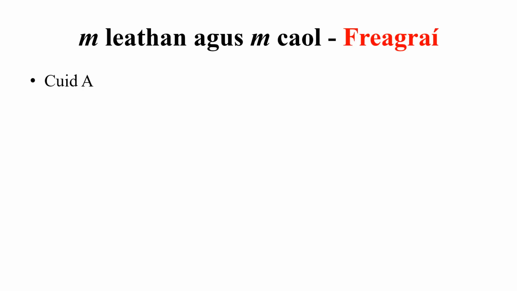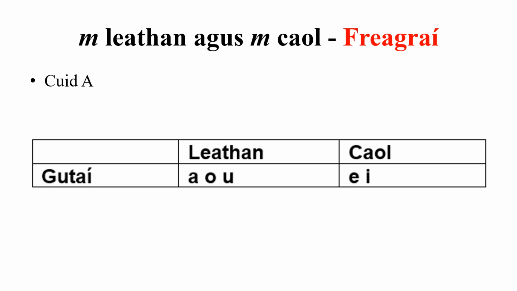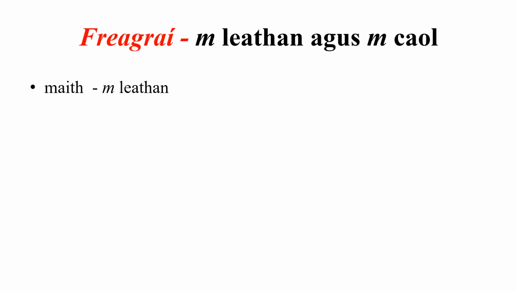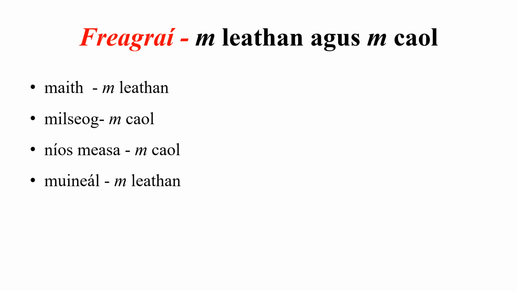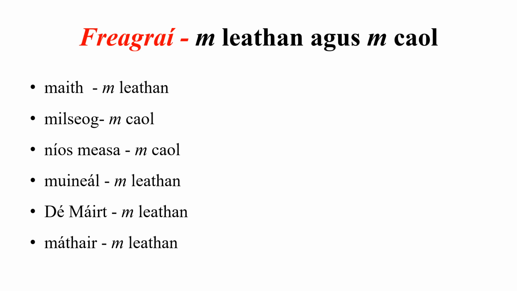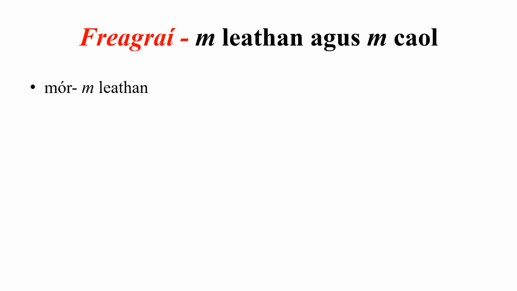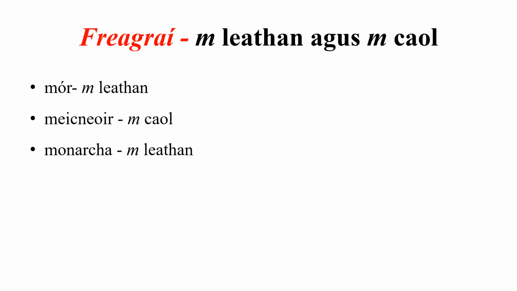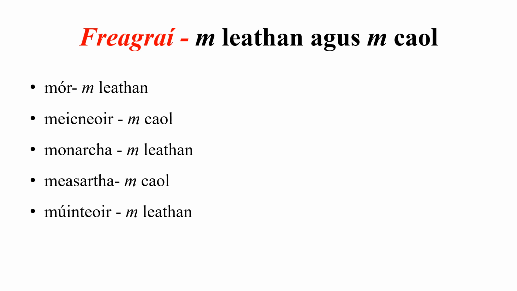The broad vowels are A, O, U, and the slender vowels are E and I. And the words: ma, broad; milseog, slender; níos measa, slender; muinál, broad; démort, broad; máthir, broad; mór, broad; mecnóir, slender; monarcha, broad; measartha, slender; múinteoir, broad; méir, slender.